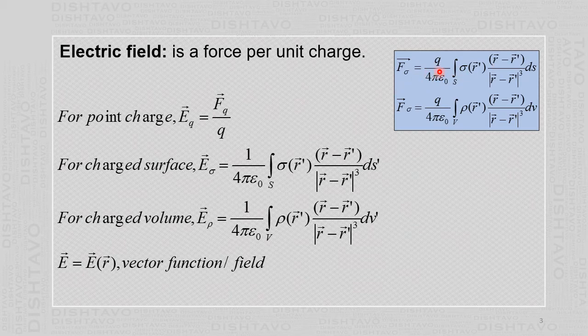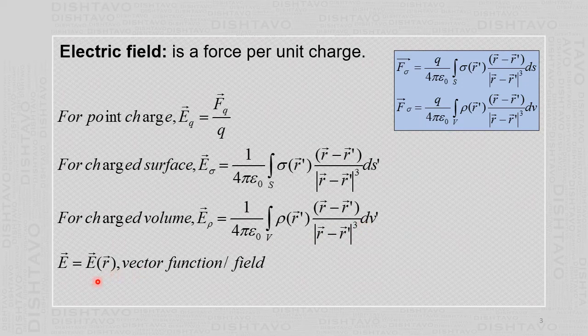So Q goes here. So 1/(4 pi epsilon_0) times the surface integral, that means double integral, of sigma(r') (r - r') divided by |r - r'|^3 dS'. Similarly, to find the electric field at some point due to some volume charge distribution, we use the expression of the force due to volume charge distribution and divide that force by the charge, and what you get is 1/(4 pi epsilon_0) times the volume integral, that means triple integral, of rho(r') (r - r') divided by |r - r'|^3 dV'.